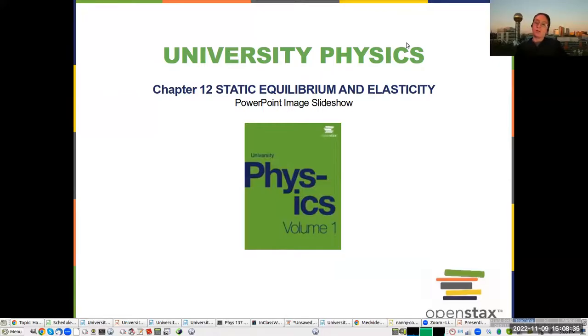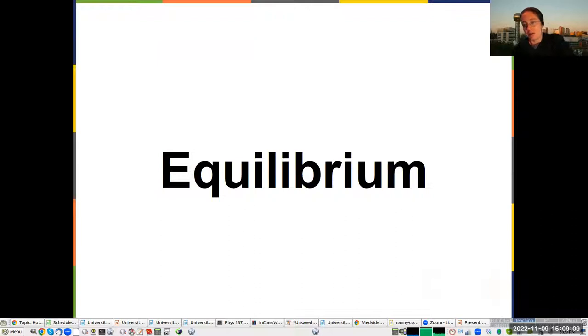All right, so now we're going to talk about chapter 12, static equilibrium and elasticity. There's a big class of problems where you're talking about static equilibrium, and what that means is that you have no net force and no net torque on the system, so it is in equilibrium. Because you know there's no net torque and no net force, you can solve the problem from there.